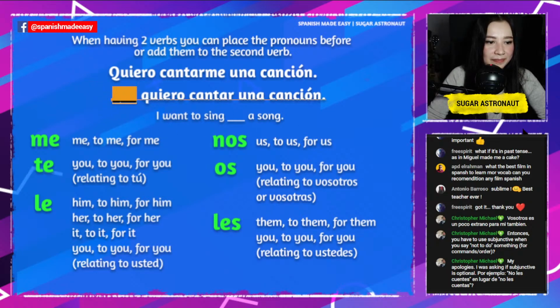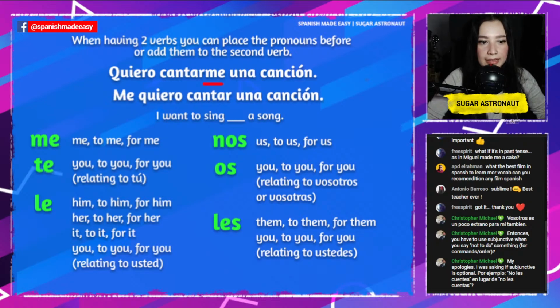And you can, as I said, make one word, cantarme una canción, or you can actually say, me quiero cantar una canción. And essentially you're saying the same thing. I want to sing a song to me, for me. And we placed the pronoun at the beginning or after, we added it to the second verb. Okay, so same thing, just a different way to say it. Quiero cantarme una canción. Me quiero cantar una canción.